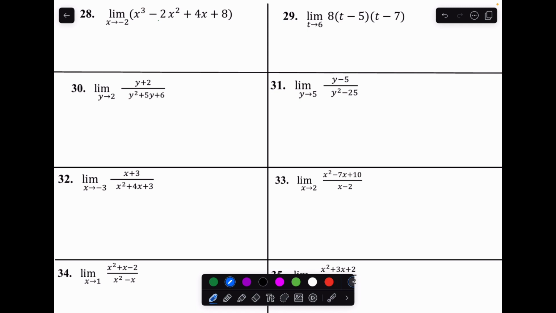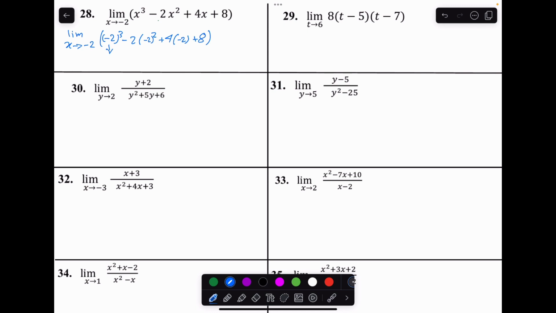We have question 28. Limit when x is approaching negative 2 of x cubed minus 2x squared plus 4x plus 8. This is a polynomial, so we will do a direct substitution. So the limit when x is approaching negative 2, we will do a direct substitution. Negative 2 cubed minus 2 multiplied by negative 2 squared plus 4 multiplied by negative 2 plus 8.